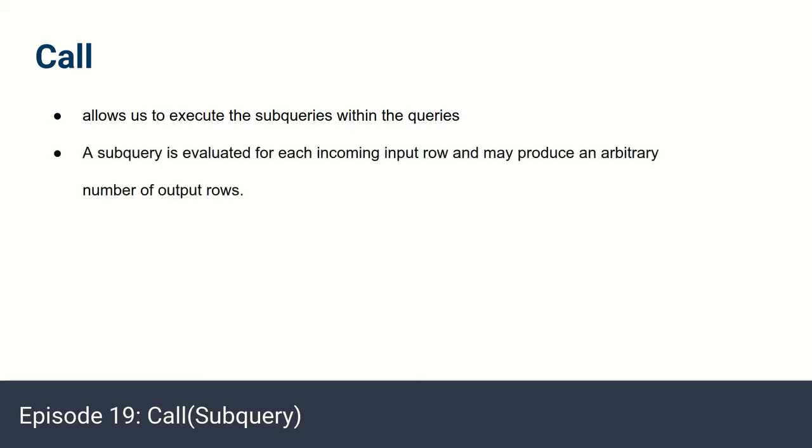Call allows us to execute subqueries within queries. This is useful when you are working with union and aggregations. A subquery is evaluated for each incoming input row and may produce an arbitrary number of output rows. Every output row is then combined with the input row to build the result of the subquery. That means that a subquery will influence the number of rows. If the subquery does not return any rows, there will be no rows available after the subquery.